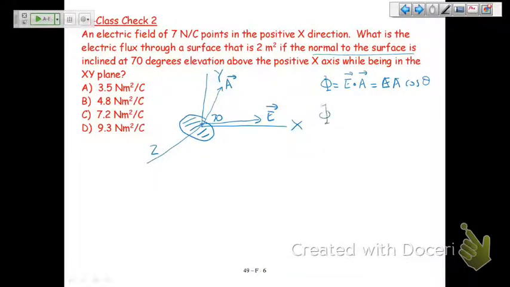My flux is equal to E, and E is 7, times A, and A we said was 2, and the angle between them is 70, so it's cosine of 70. So this is going to be 14 cosine 70, and that's going to be 4.788, so 4.8.